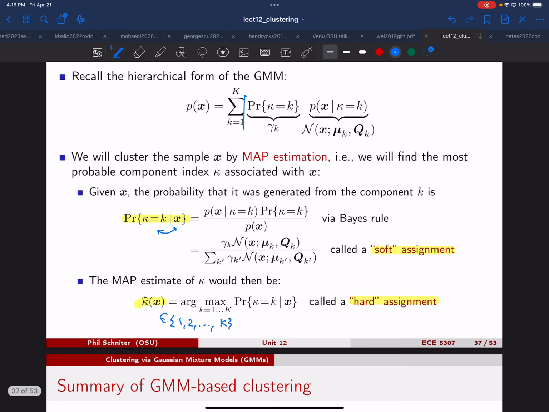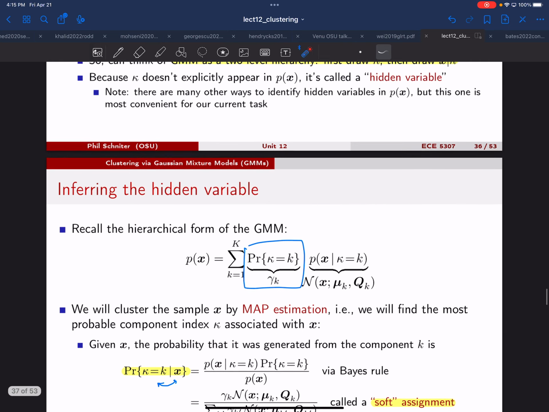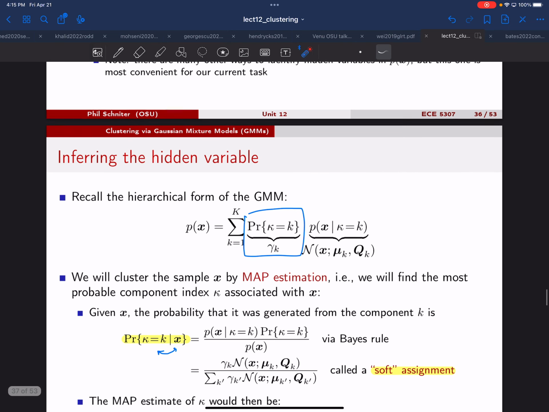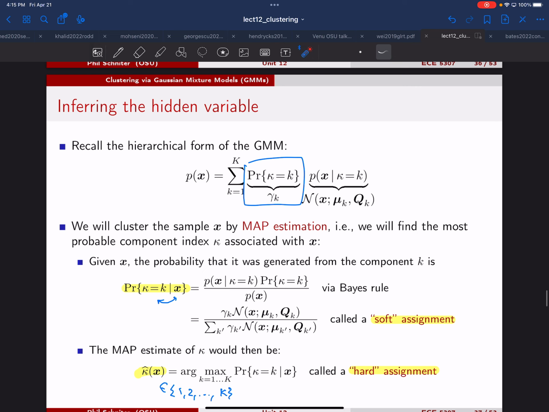Let's see, another important equation is this one. The probability that kappa is k. So kappa is the random variable that tells us which cluster it comes from, and the probability that kappa equals k is our explanation for gamma k, and then the other important equation is basically this. So if you tell me that kappa is k, I know I'm coming from the kth cluster, so now the probability of x is just that Gaussian.